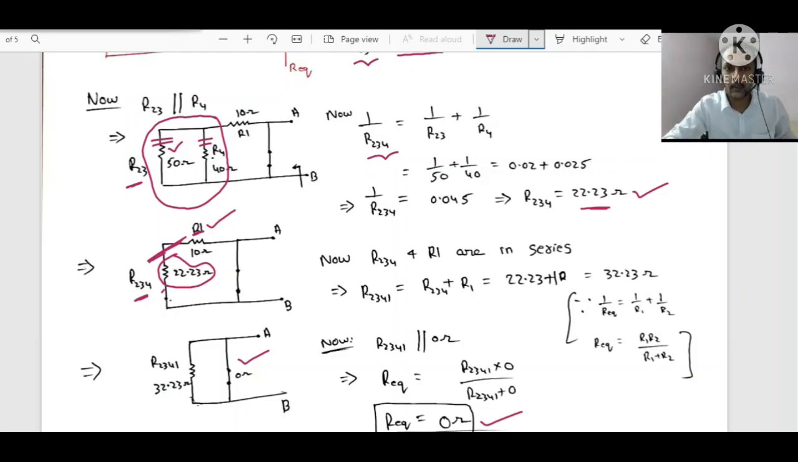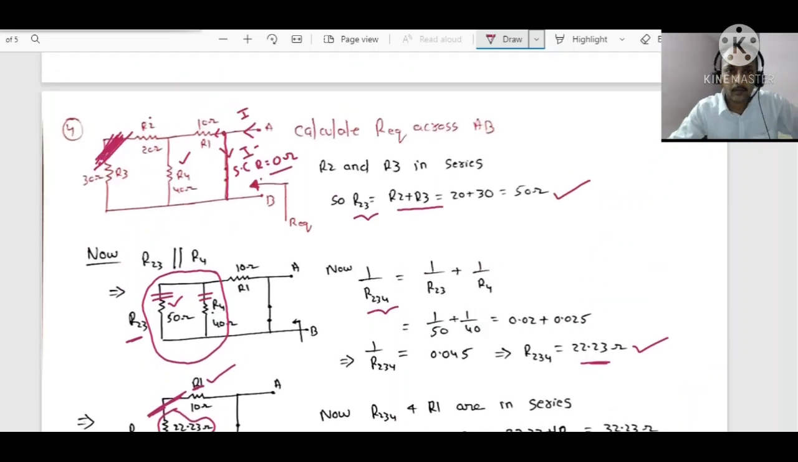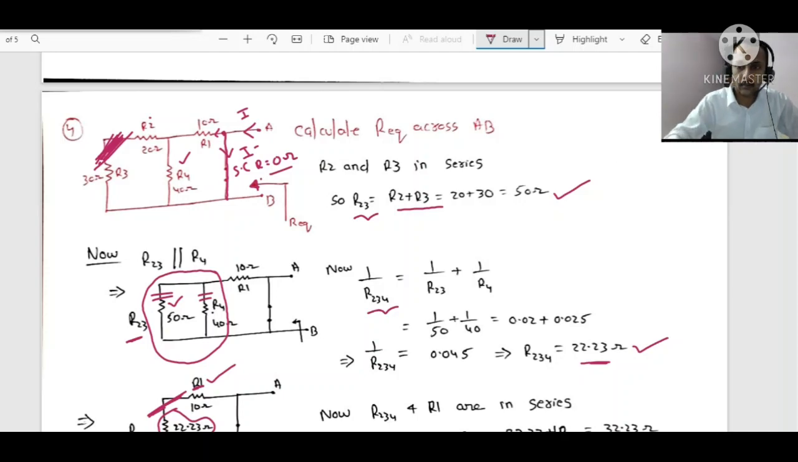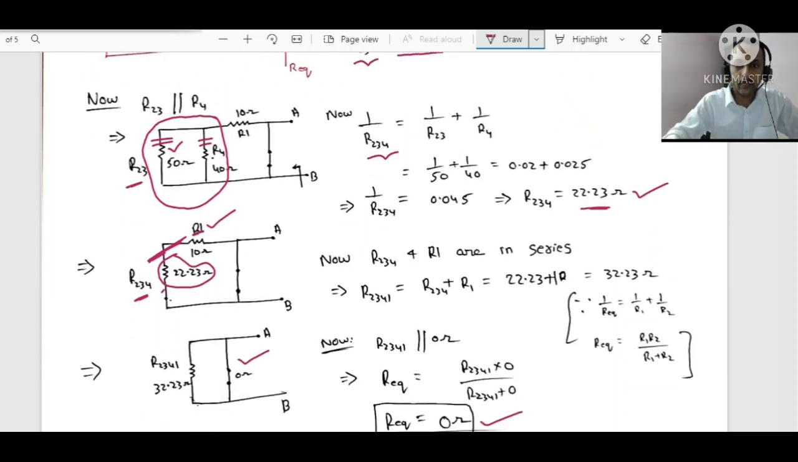Okay students, so far clear? R2 and R3 are in series. The resultant is parallel to R4. And again that resultant is in series with R1. And that is in parallel to the short circuited path. Okay.